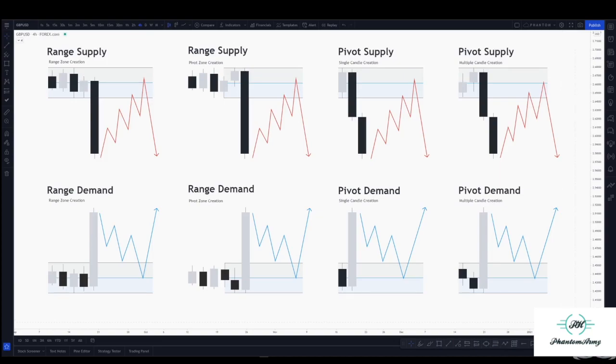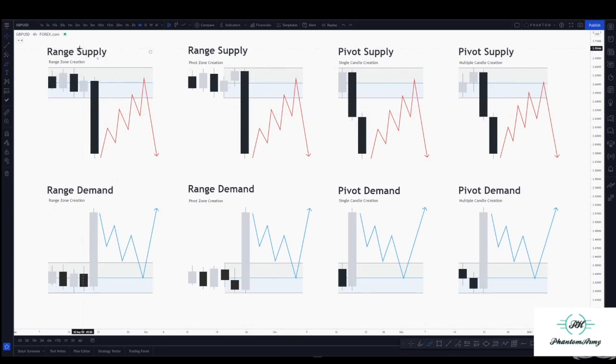So what we have in front of us are a couple different ways of mapping supply and demand zones using these ideas and concepts of zone creation. If we start right here, we can see that we have range created supply and range created demand. We're using the range zone creation, or marking the zone using the range that is created.